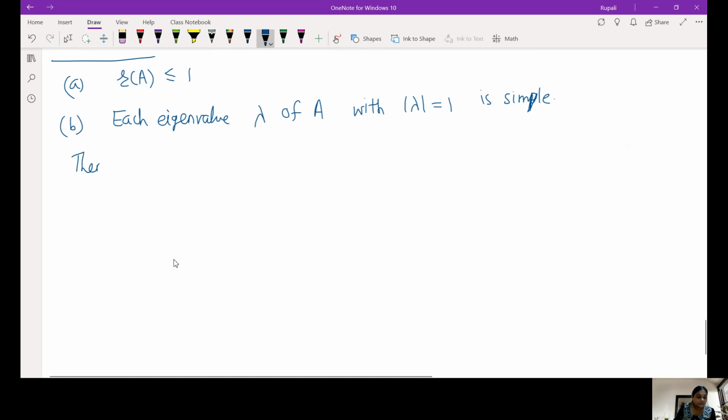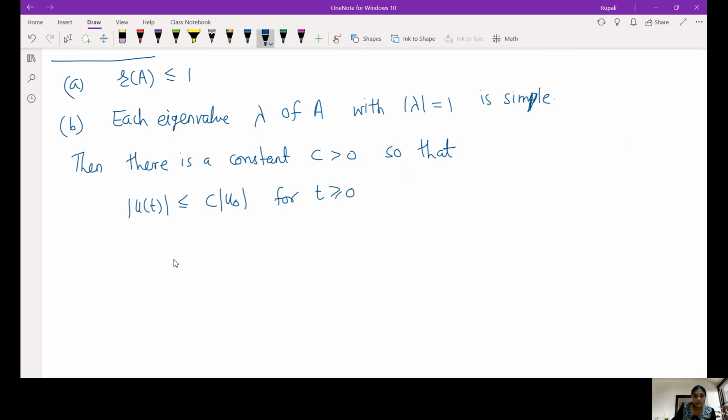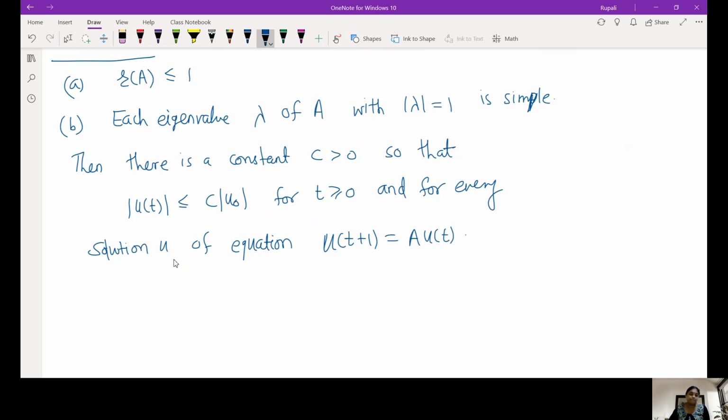Then there is a constant C strictly greater than 0 so that mod of u(t) is less than or equal to C times mod u(0) for t greater than or equal to 0, and for every solution u of equation 4.4. 4.4 is u at t plus 1 equal to A times u(t).